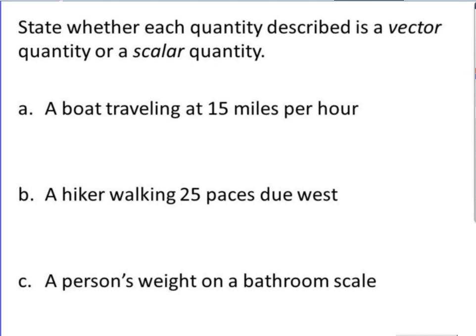So we need to decide if each of these quantities describes a vector or a scalar quantity. Remember, it's a scalar if it just talks about a specific number. It's a vector if it has a direction and a magnitude. So a boat traveling at 15 miles per hour, this just tells us a speed, so that's just one number. So that is a scalar. A hiker walking 25 paces due west, this gives us a direction. So we have a value and a direction, so that is a vector.